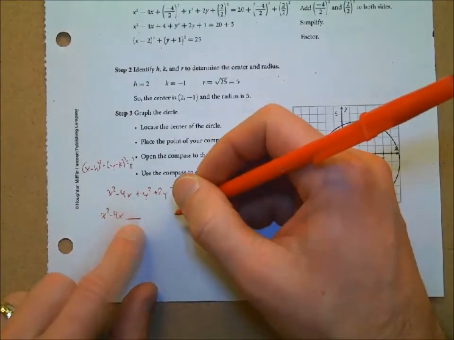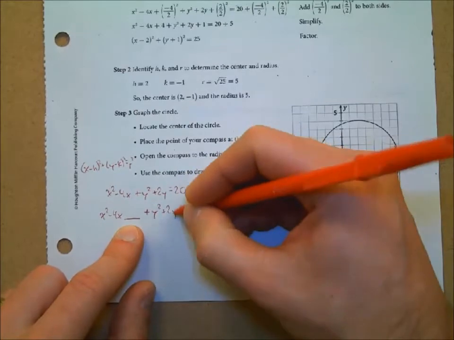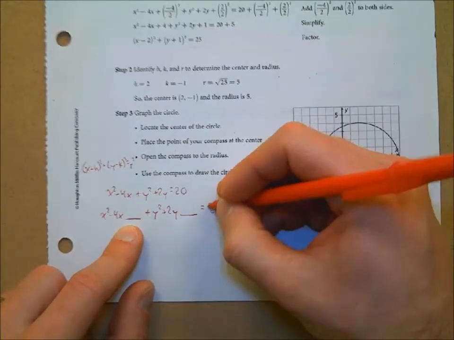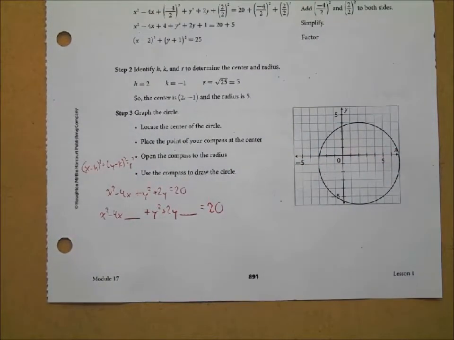We're going to make it a perfect square. And then we're going to take our y squared plus 2y, and we're going to put another number in here, and it's still going to be equal to 20. So what numbers are missing in those blanks right there? What numbers would make these things perfect squares?